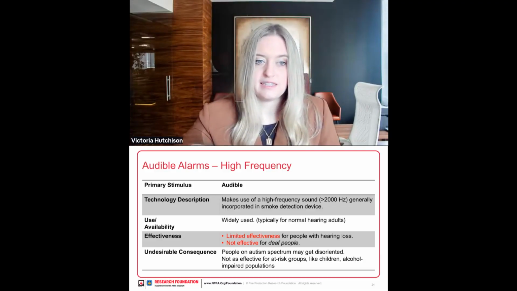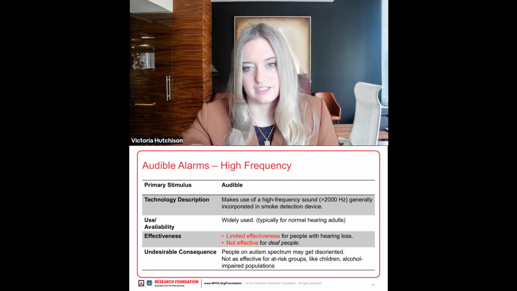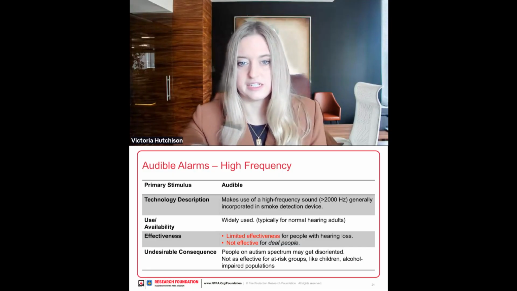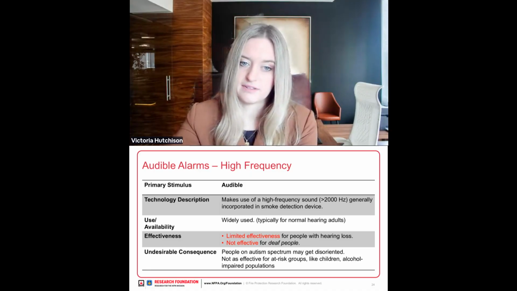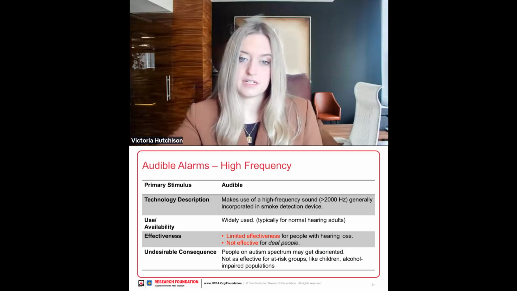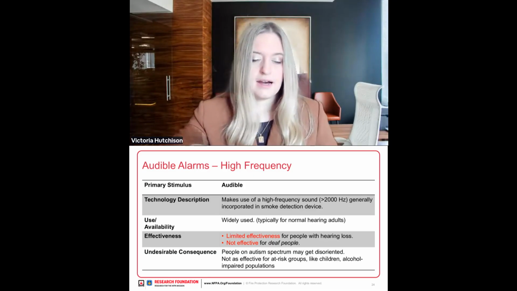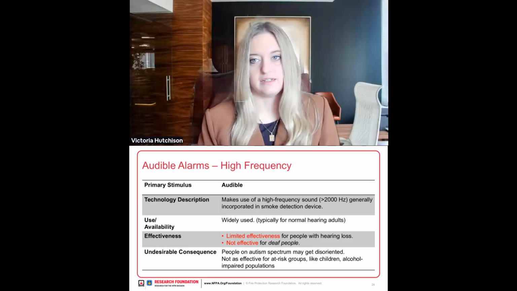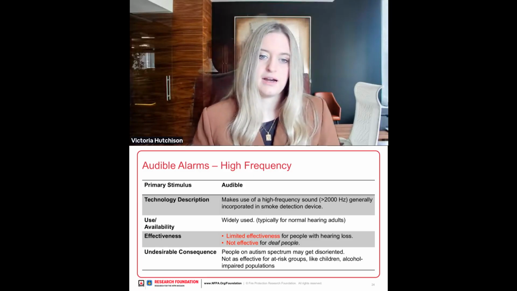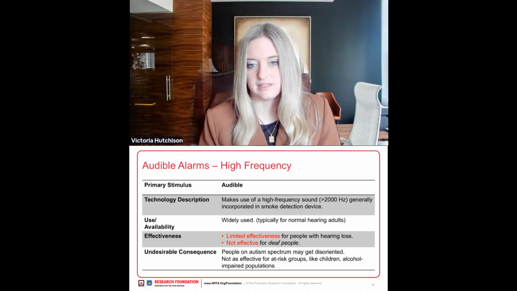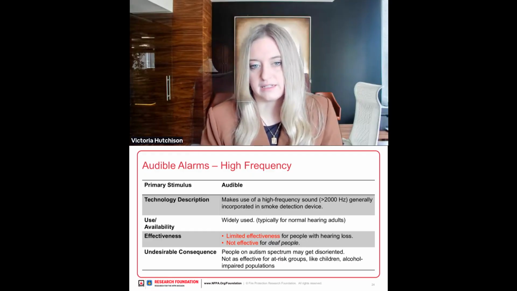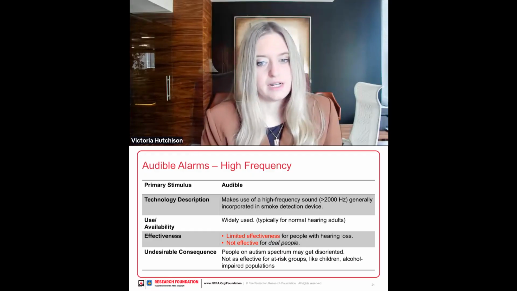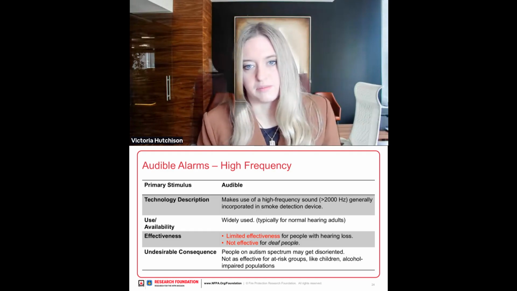Use and availability: obviously this is the most widely used technology out there, but typically it's most effective on normal hearing adults. On the deaf and hard of hearing population, it has limited effectiveness and really is not effective at all for people who are deaf. One of the undesirable consequences, and one of the reasons we wanted to look into some of these alternatives for this population, or for those at risk, is that for people on the autism spectrum this can cause them to get disoriented. It's also not as effective for at-risk groups like children or the alcohol-impaired population.